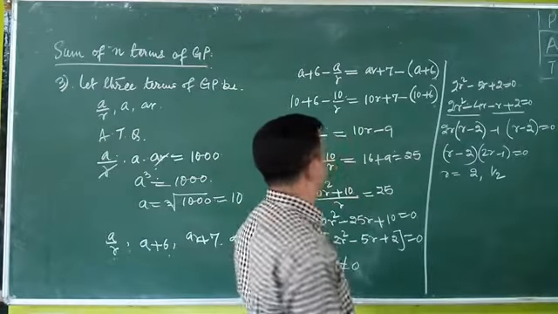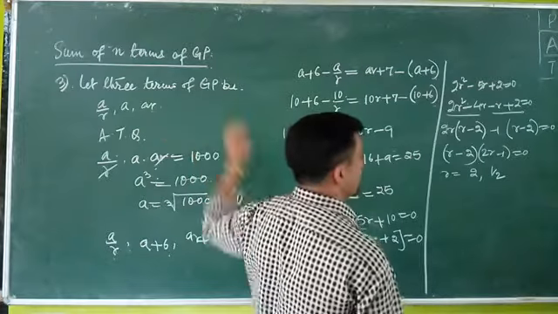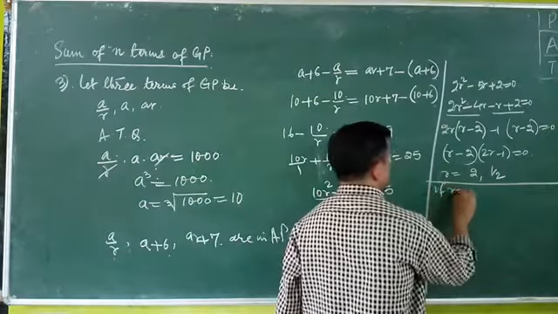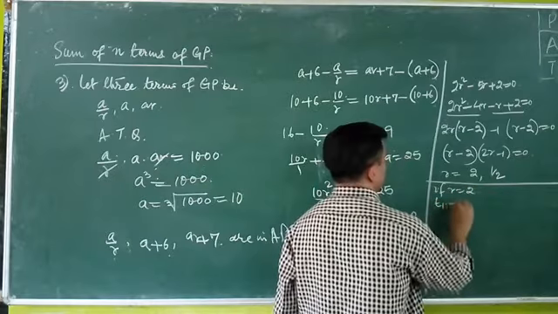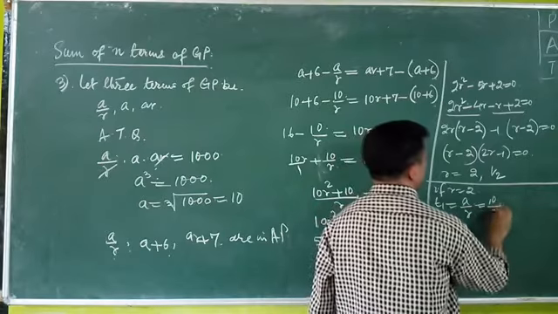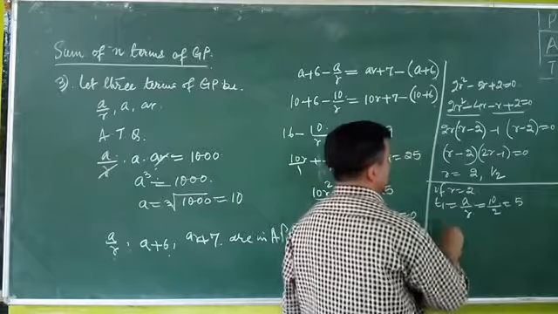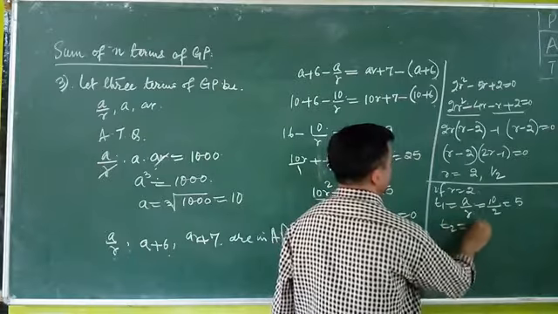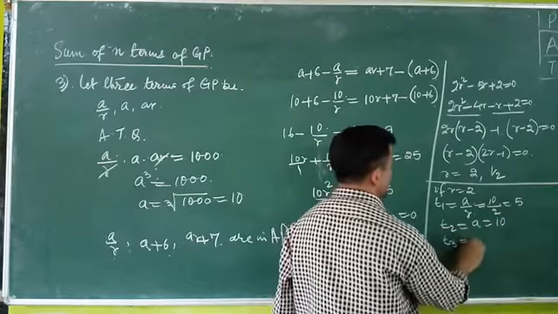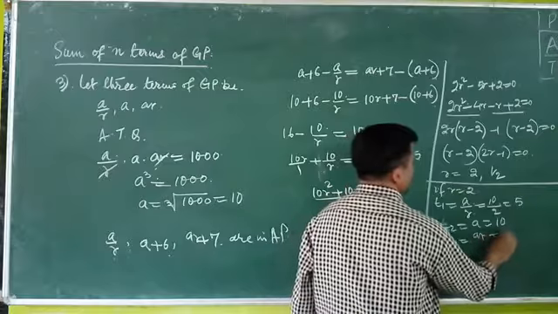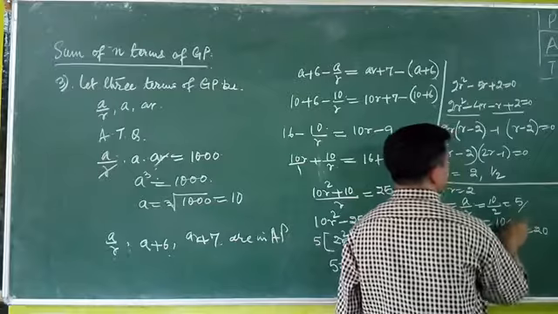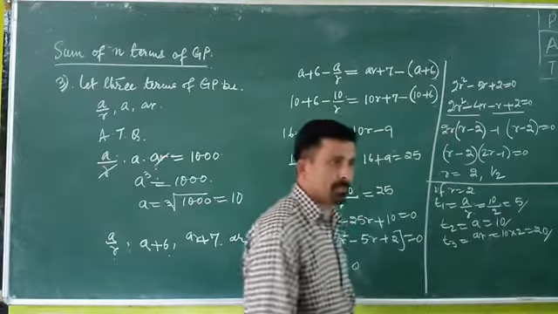Yes, sir. And after this, we can find out the three numbers. You will get again two sets of answers. So first, if r is equal to 2, then your T1 is equal to a over r. A is 10, r is 2, answer is 5. T2 is simply a, and a is 10. This is the second term. And T3, the third term is ar, that is 10 into 2 is equal to 20. So we got 5, 10, 20 as the first set of answers.